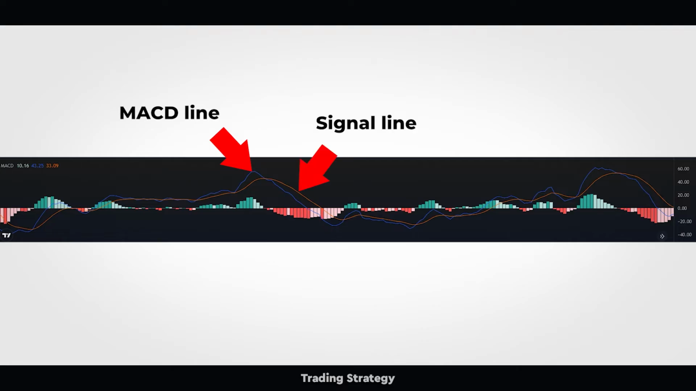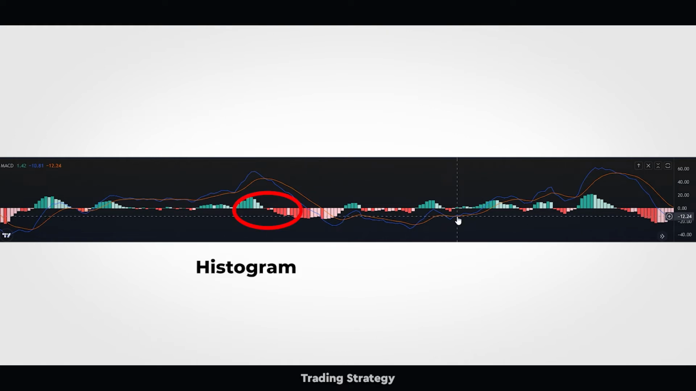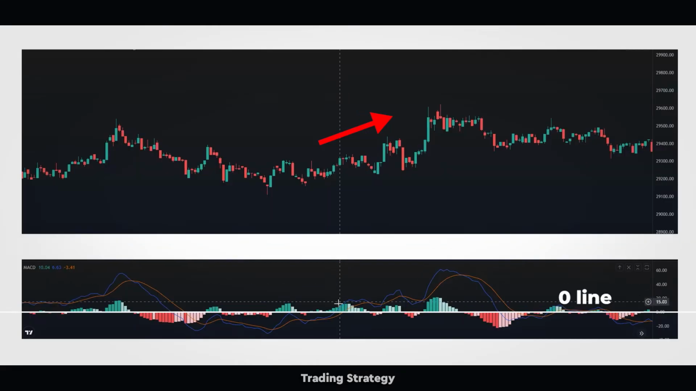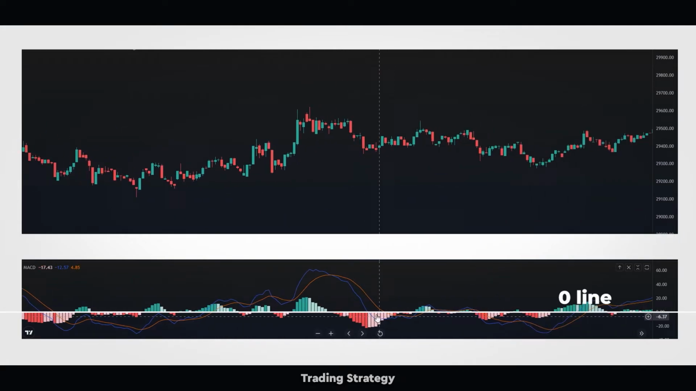The second line is the signal line. It is nothing more than an exponential moving average of the first line, almost always 9 periods, and which will intersect every so often with the main line. Then we have the MACD histogram, which just measures the distance between the two MACD curves. If the bars are above 0, the uptrend will most likely continue. On the other hand, if it is below 0, it means that the bears rule.